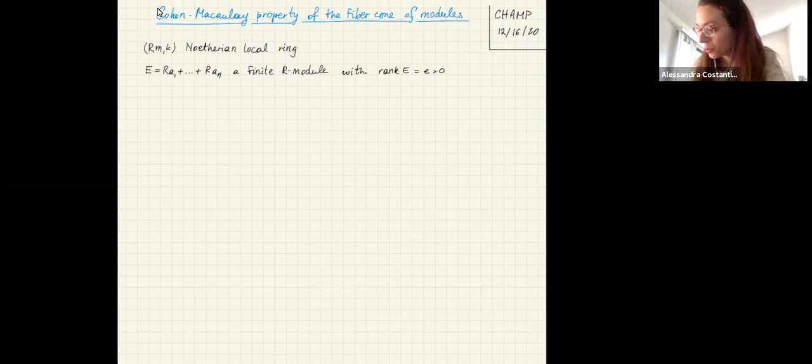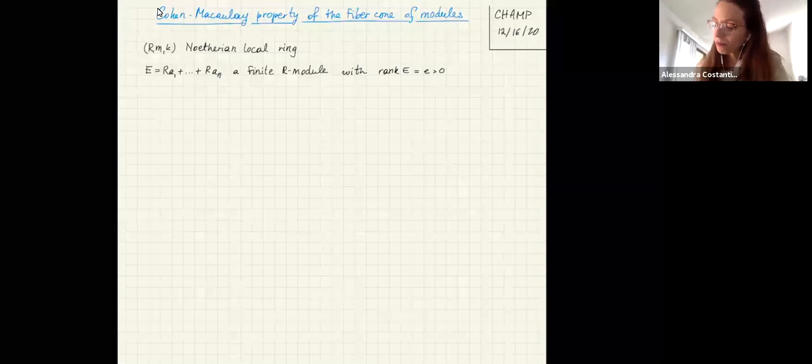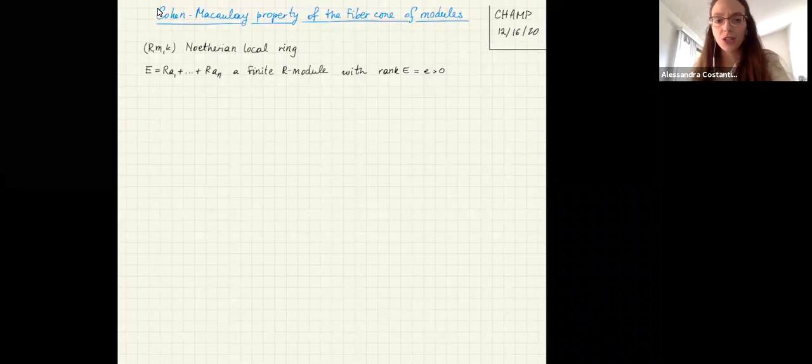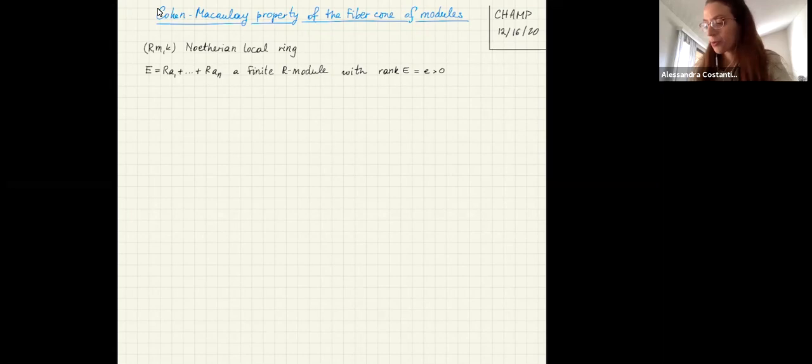The setting for the whole talk is going to be Noetherian local rings and finite modules with a rank. If you don't remember what this condition means, it means that when you pick your module and you tensor with the total ring of quotients, that's going to be a free module of rank e. And so this is not a restrictive assumption because if you're over a domain, every finitely generated module has a rank. Otherwise, it's enough for your modules to have finite projective dimension. So it's really a wide enough class of modules.